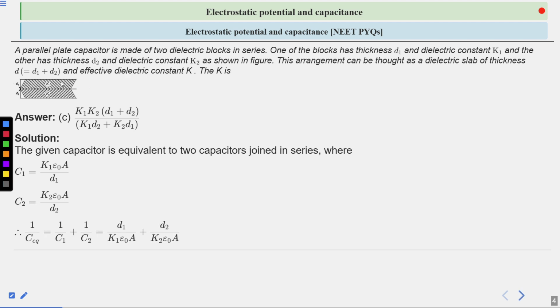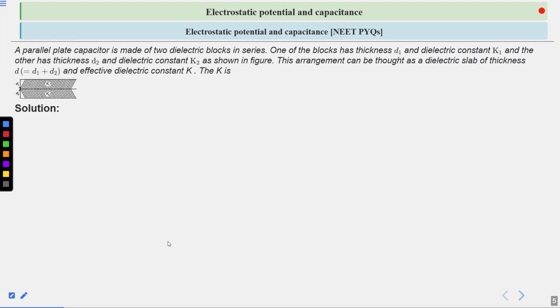So what is the equivalent capacitance of these two capacitors in series? 1 by C equivalent equals 1 by C1 plus 1 by C2. Put these values of C1 and C2: D1 by K1 epsilon naught A plus D2 upon K2 epsilon naught A. So 1 by C equivalent is equal to D1 K2 plus K1 D2 upon epsilon naught A K1 K2.